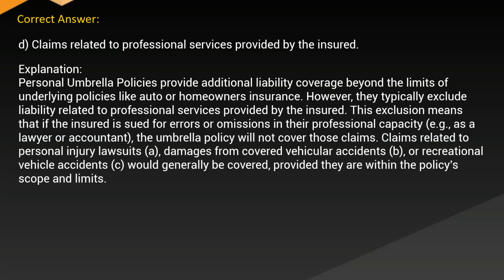This exclusion means that if the insured is sued for errors or omissions in their professional capacity, e.g., as a lawyer or accountant, the umbrella policy will not cover those claims. Claims related to personal injury lawsuits, say damages from covered vehicular accidents (B), or recreational vehicle accidents (C), would generally be covered provided they are within the policy's scope and limits.